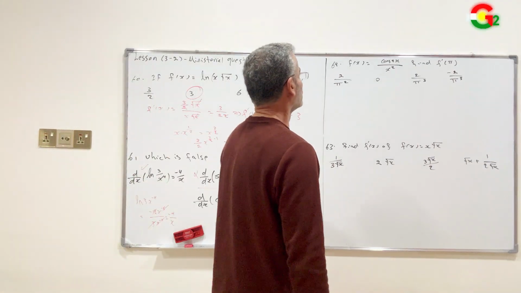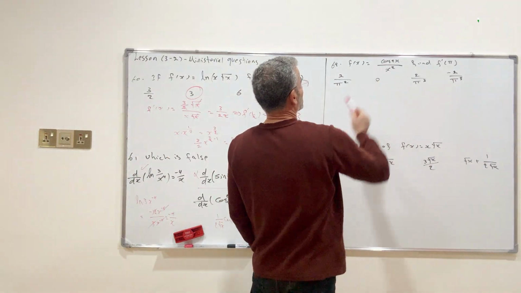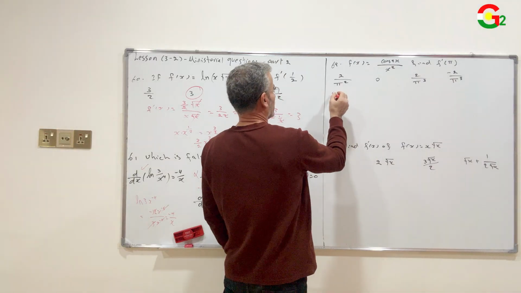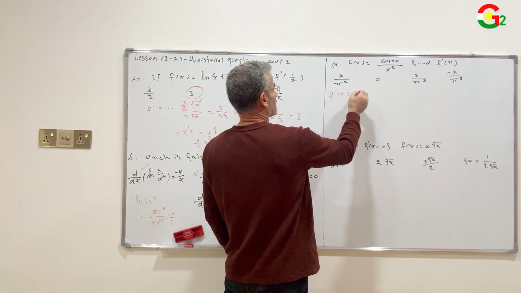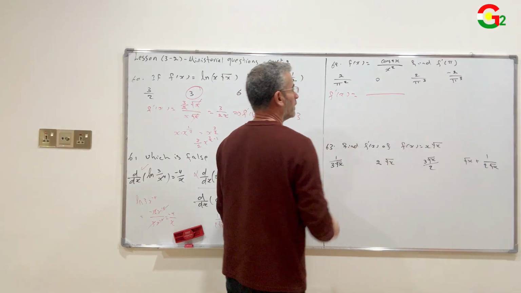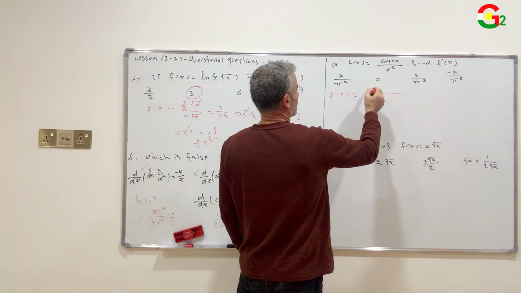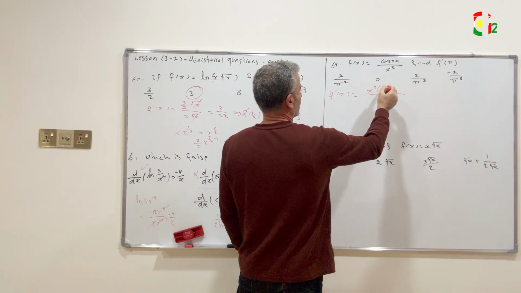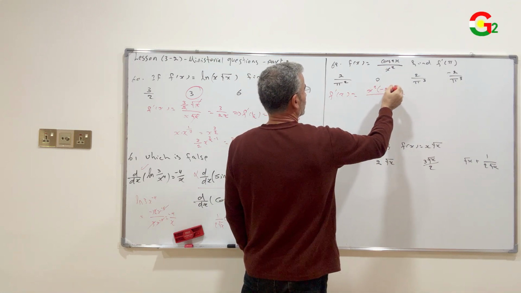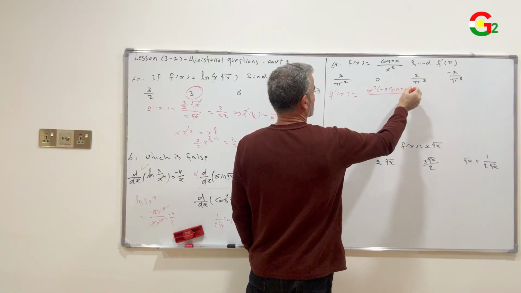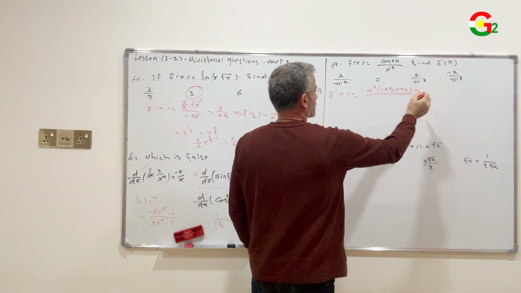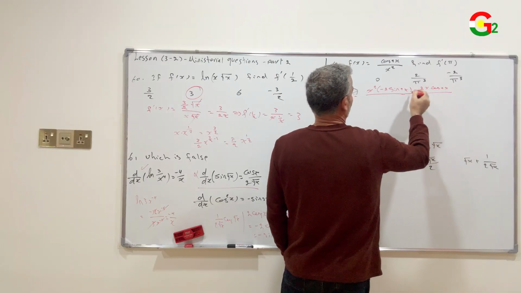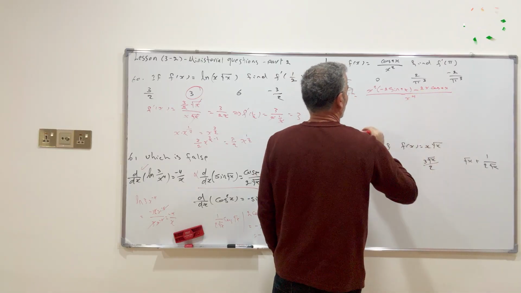Question number 62. f of x equals cosine 2x over x squared, find f prime of pi. First we find f prime of x, equal to the derivative of a division: multiply x to the power 2 times the derivative of the cosine, negative 2 sine 2x, minus 2x cosine 2x over x to the power 4.